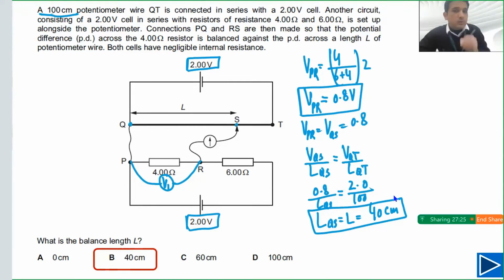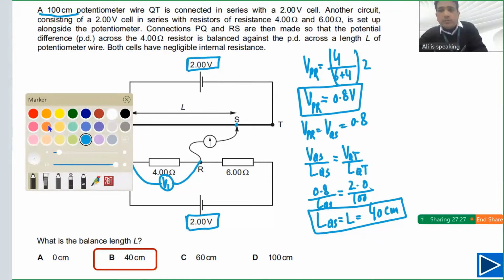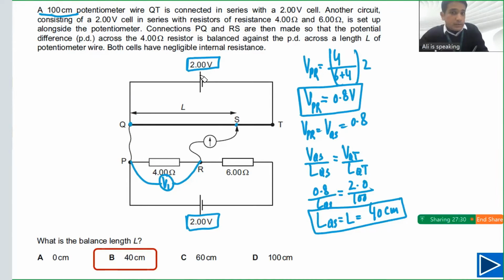One very important point to understand is that if the battery has internal resistance, then this VQT will not be equal to 2. So you will find VQT. This is the potential difference across the wire, not always equal to the EMF of the power supply. If it has internal resistance, you have to consider that. So you will take the terminal potential difference. If there is another resistor connected here, you will consider the potential difference across that resistor as well.